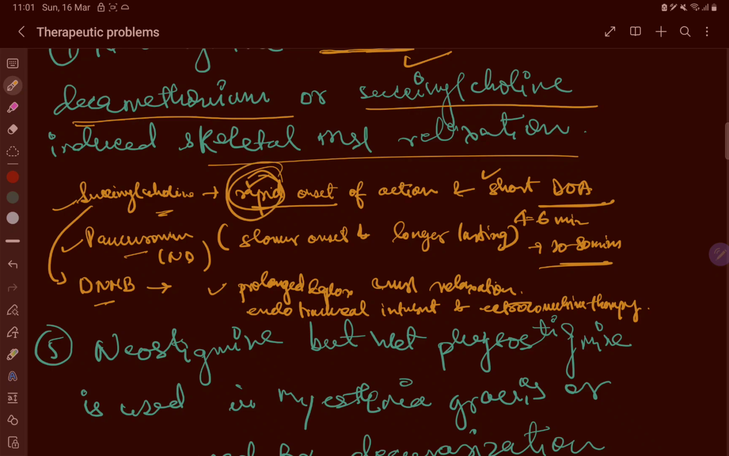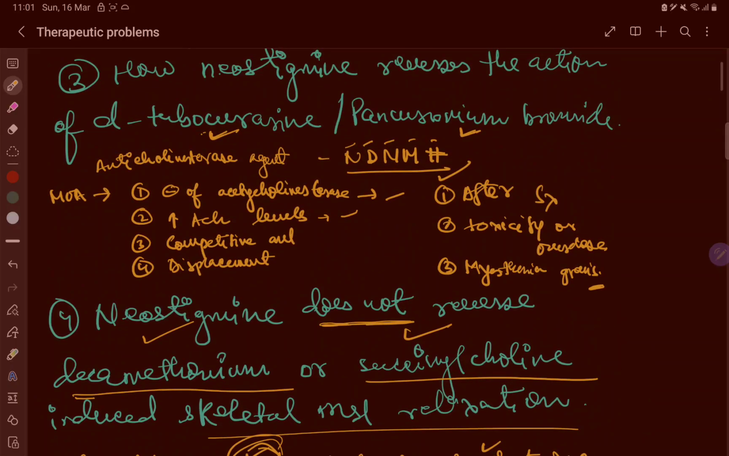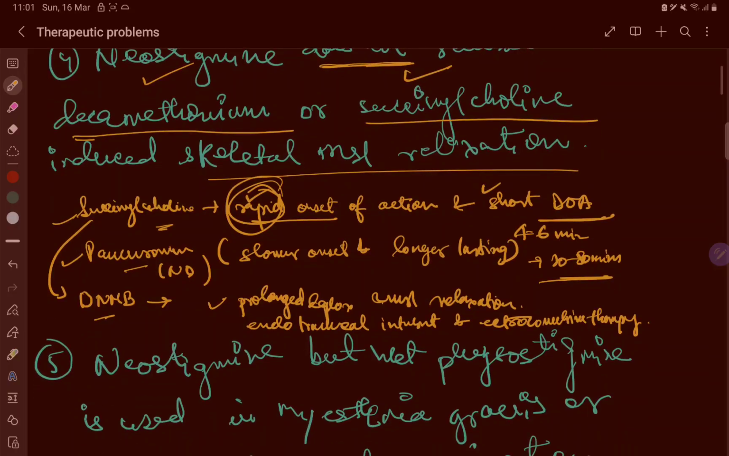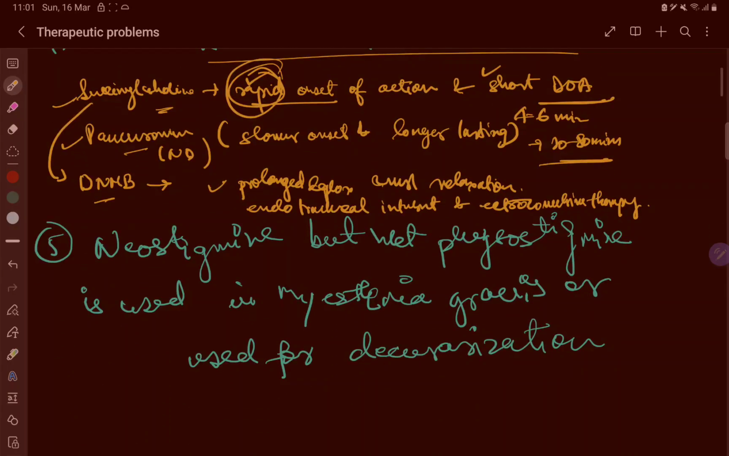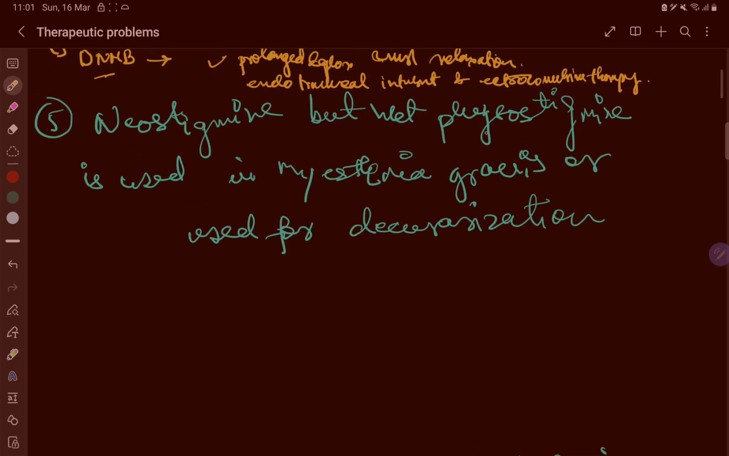It's so rapid that there is no time for neostigmine to actually compete and displace the succinylcholine, because by then it's already destroyed, and the work has already been done. I think you have to understand this. This is one of the typical questions that can be asked. Now, neostigmine but not physostigmine is used for myasthenia gravis.